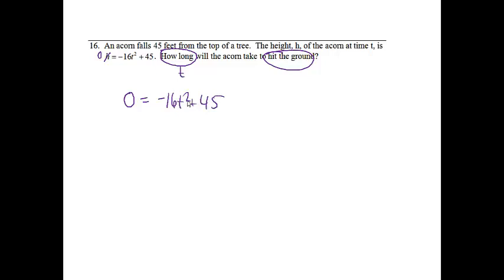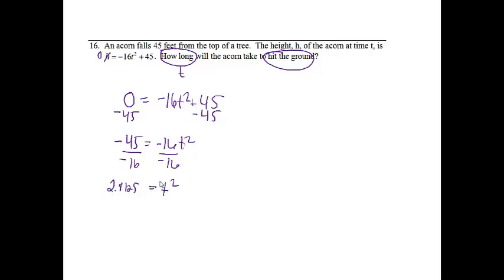And again, there's no reason to shy away from these word problems because there's a formula that you get to use, and you usually just have to plug something into it. All right, so from here, there are a couple different ways to work this one. I'm going to work it using square roots, which means I want to get the t squared by itself, so I'm going to subtract 45 from both sides, and I'll get negative 45 is equal to negative 16t squared.